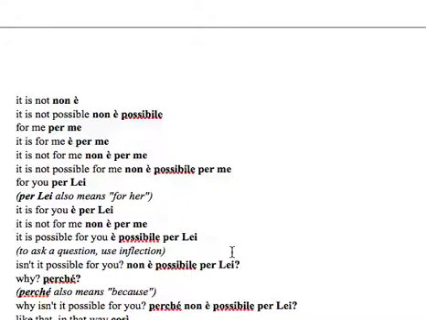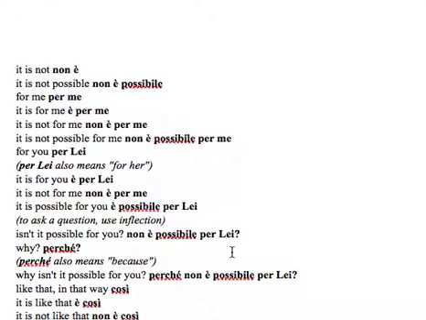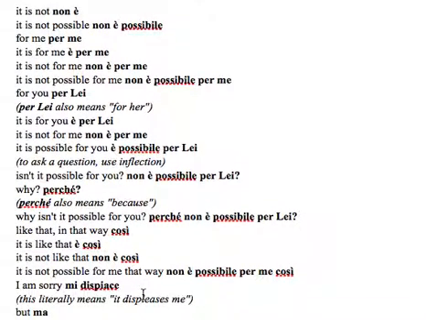Perché? Why? Perché also means because. Why isn't it possible for you? Perché non è possibile per lei? Like that, in that way, così. It is like that, è così. Non è così. It is not possible for me that way, non è possibile per me così.